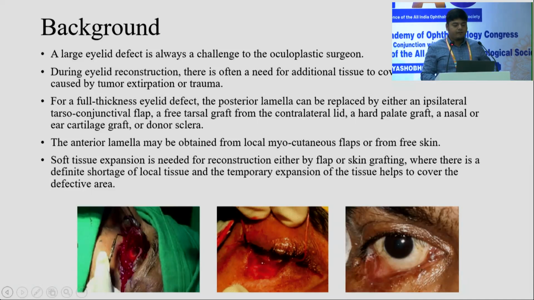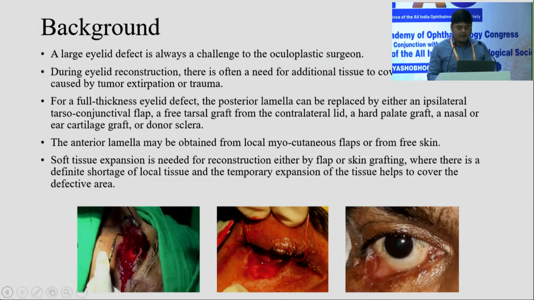A large eyelid defect is always a challenge to the oculoplastic surgeon. During eyelid reconstruction, there is often a need for additional tissue to be recruited to cover large defects. For a full thickness eyelid defect, we can reconstruct the posterior lamella by an ipsilateral tarsoconjunctival flap, a free tarsal graft from the contralateral lid, a hard palate graft, a nasal or ear cartilage graft, or donor sclera. And the anterior lamella is obtained by local myocutaneous flaps or from free skin.